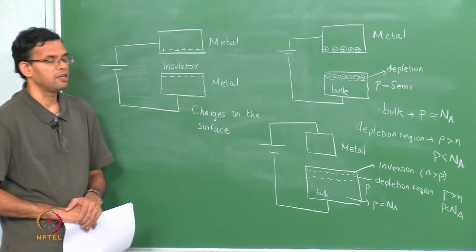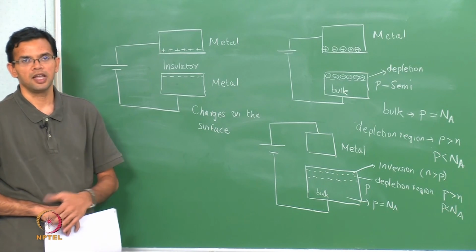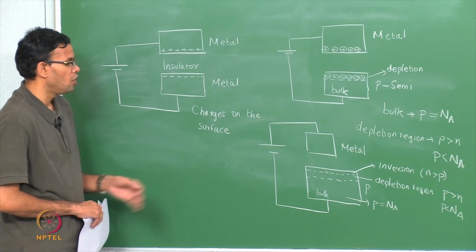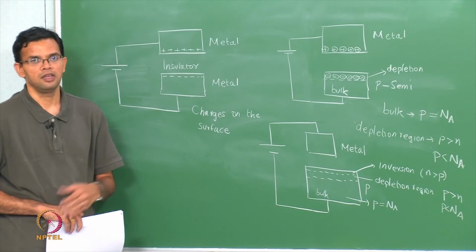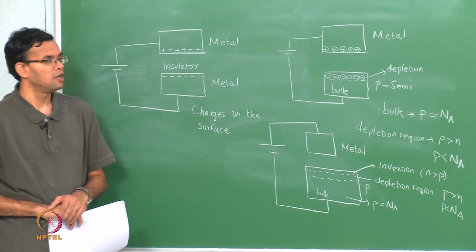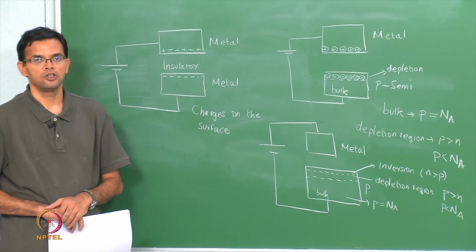So once again we can draw these current versus voltage characteristics. We will also look into some more detail on the formation of the depletion and the inversion regions, and also calculate their widths. So next class we will look at MOSFETs in detail.